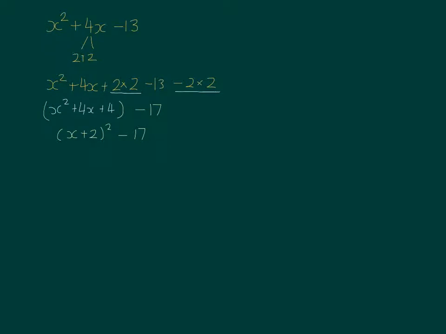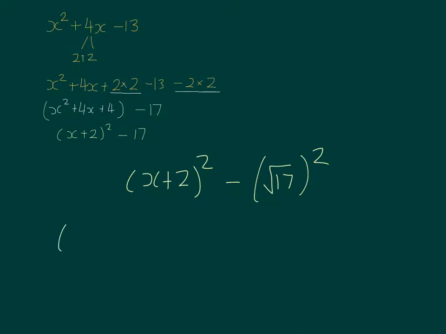Now I'm going to show you something else, and we can factorize this further, because I have the difference of two things. So I can turn 17 into a square number, and it becomes x plus 2 all squared, take away the square root of 17 all squared. Because if I square a square root, it's just 17. Now I have a difference of two squares.